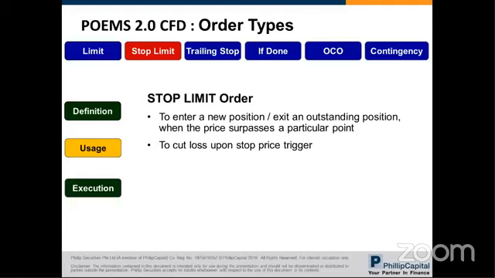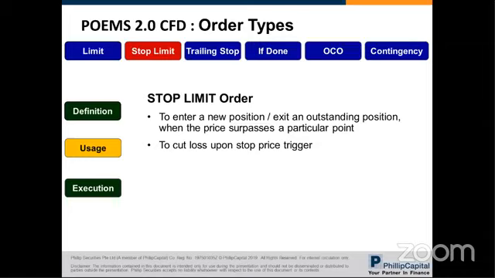We're going to go through the more advanced orders such as the stop limit, trailing stop, etc. Just to define what a stop limit order is: it is an order whereby you have a trigger price, and once the price is triggered, it will submit a corresponding buy or sell order. This is used to enter a new position or exit an outstanding position when the price reaches the trigger price that you have set.